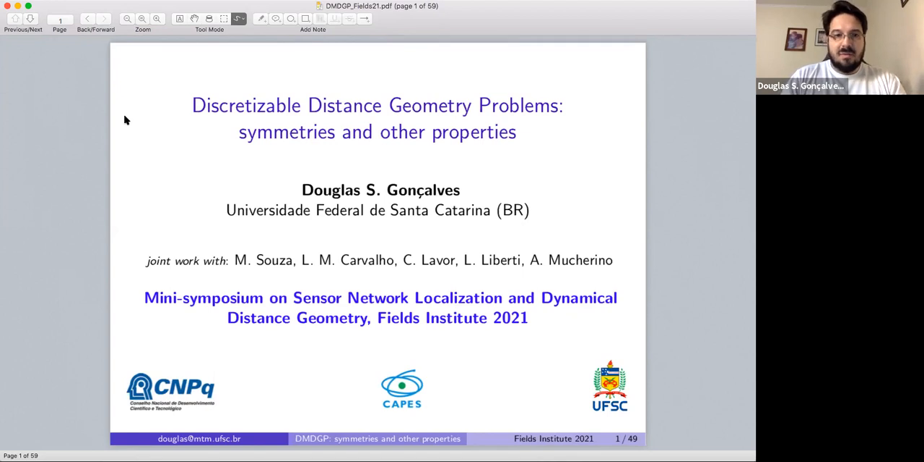Today I will talk about discretizable distance geometry problems, which constitute a particular class of distance geometry problems whose search space can be discretized and represented by a binary tree. And then I will discuss some symmetry properties that occur in this discrete search space.